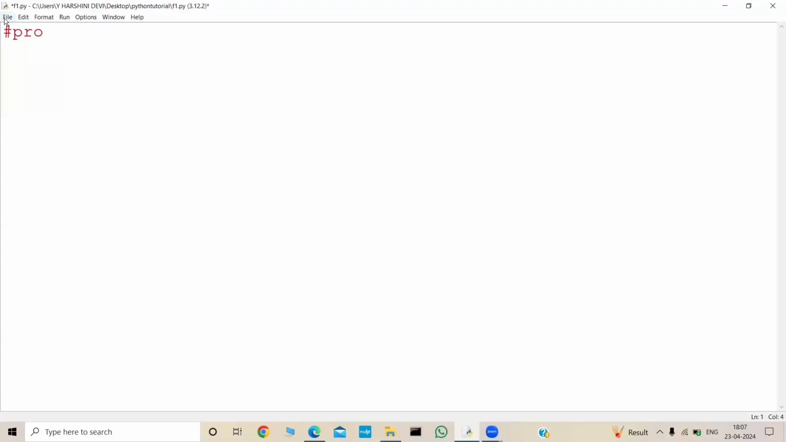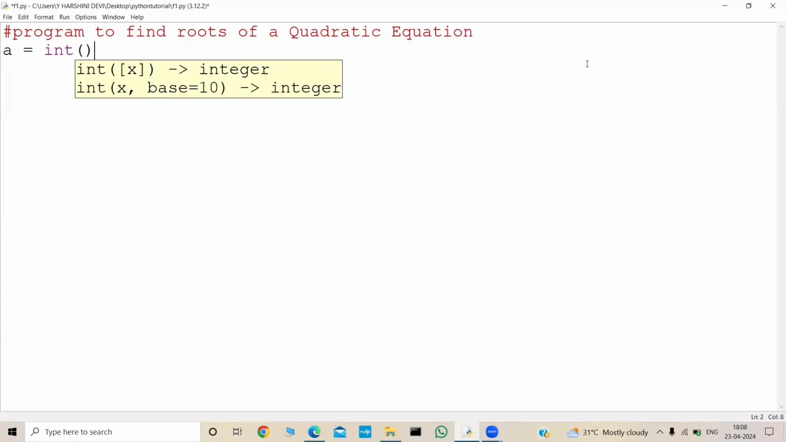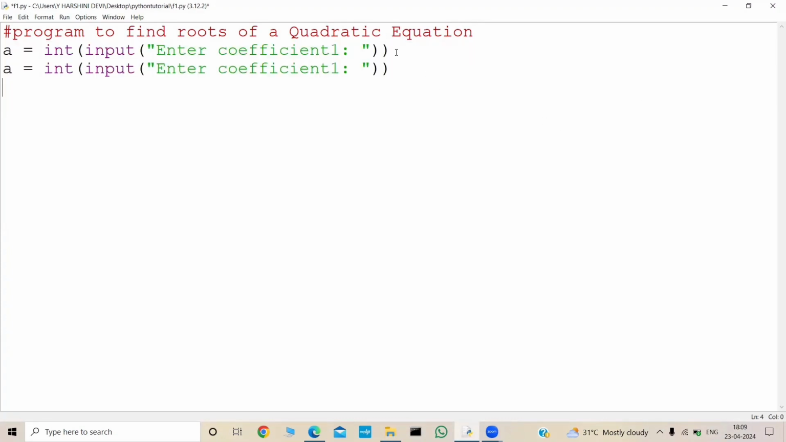Let me keep a comment first. Program to find roots of a quadratic equation. Now, what are my inputs? They are coefficients, right? a equal to int of input of enter coefficient 1, right? And b equal to int of input of enter coefficient 2. And c equal to int of input of enter coefficient 3, right?